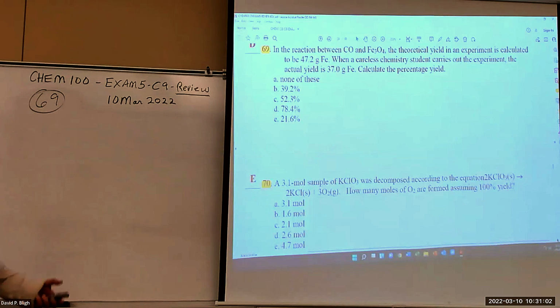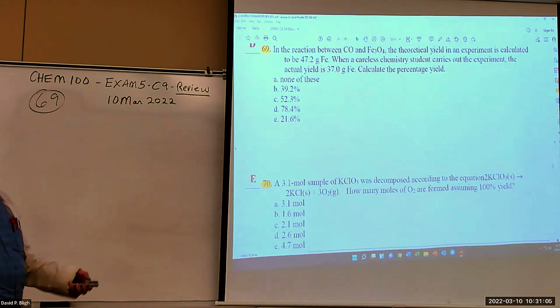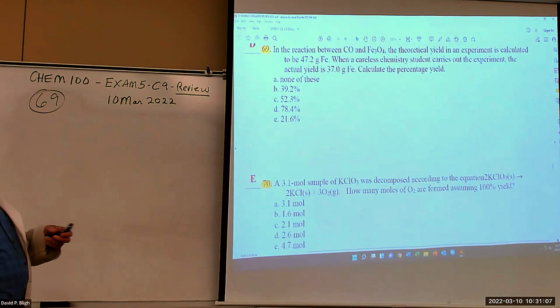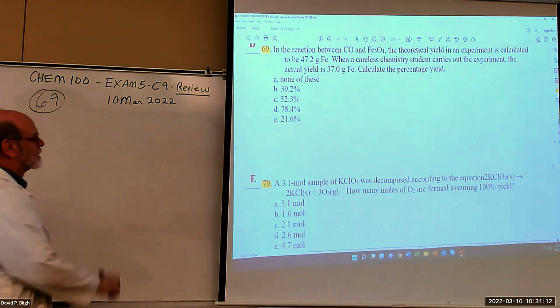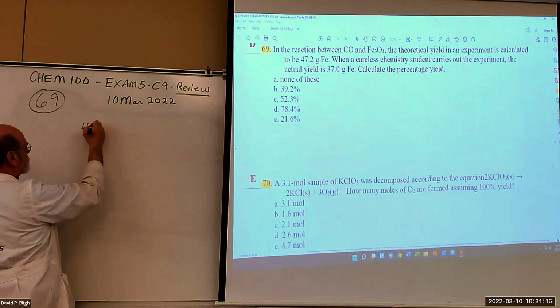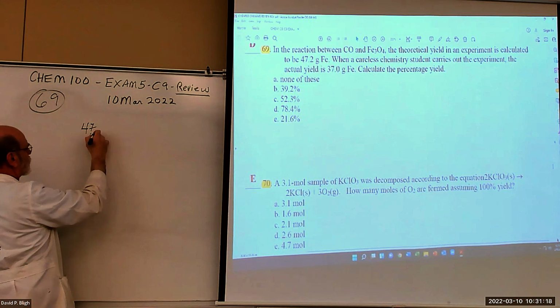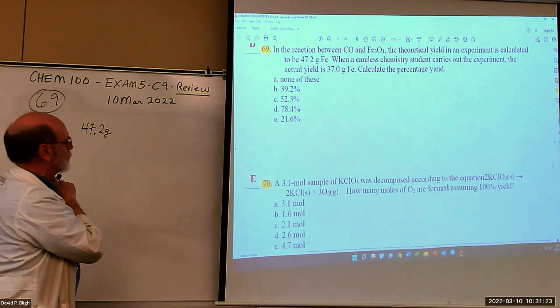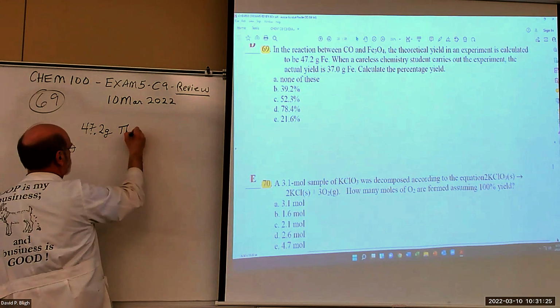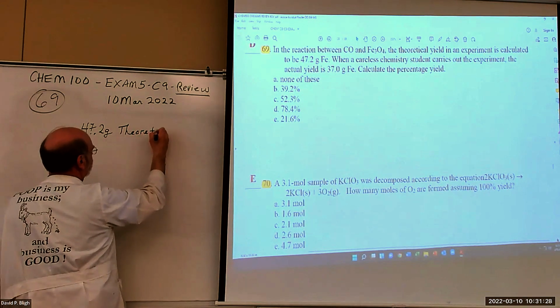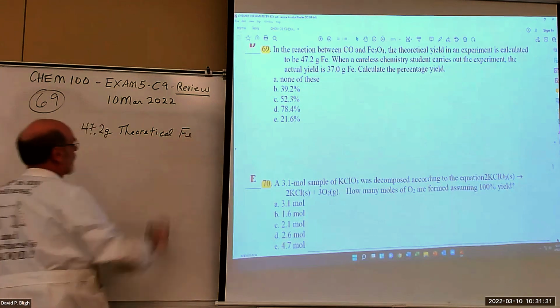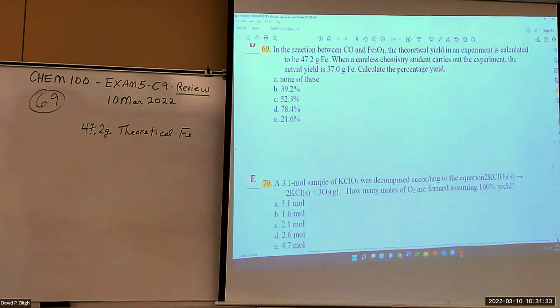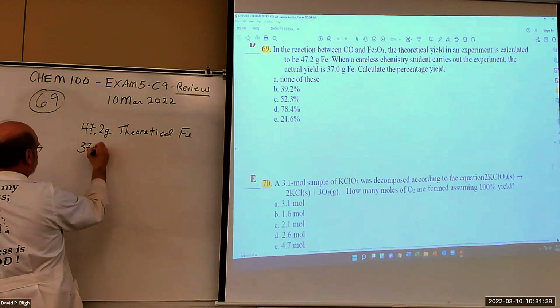In the reaction between carbon monoxide and Fe3O4, the theoretical yield in an experiment is calculated as 47.2 grams. 47.2 grams theoretical yield. Theoretical iron. When a careless chemistry student carries out the experiment, actually gets 37 grams actually.